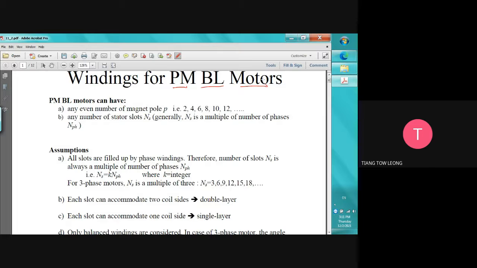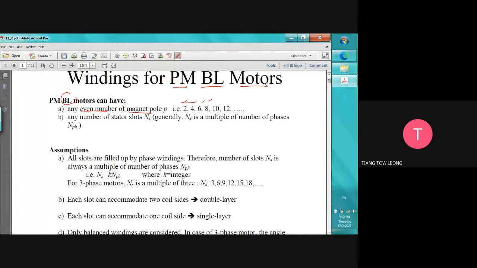Okay, so what are the windings we have? A permanent magnet brushless motor can have any even number for the magnet poles. So in a motor, we can have 2, 4, 6, 8, 10, 12 poles, but we cannot have an odd number like 1, 3, 5, 7. No, we cannot put a rotor pole like this.